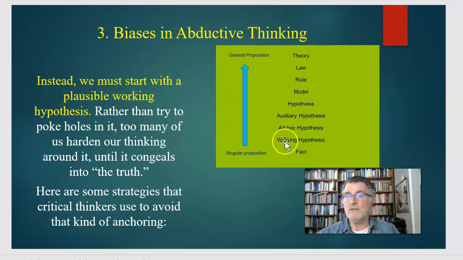When we go to law and theory, we're talking about sort of philosophy. But certainly a vast majority of this diagram fits the work you're going to be doing. You start with a fact, you have a working hypothesis or an ad hoc, which is like a collection of things, an auxiliary, like maybe a secondary hypothesis that you still keep in the back of your mind. But eventually you go from a hypothesis to a model and you say, this is what happened. I can show you how this occurred.